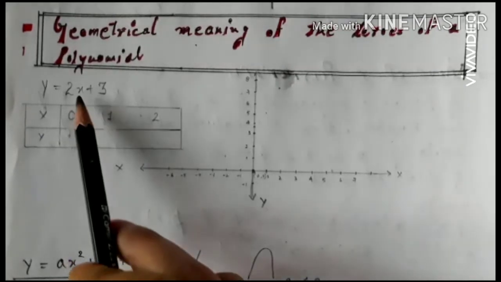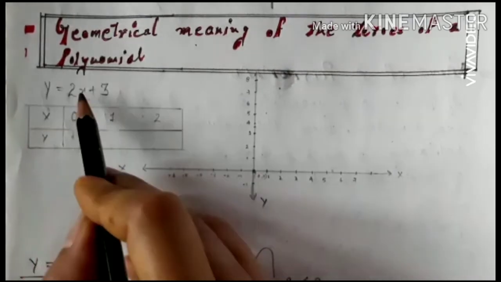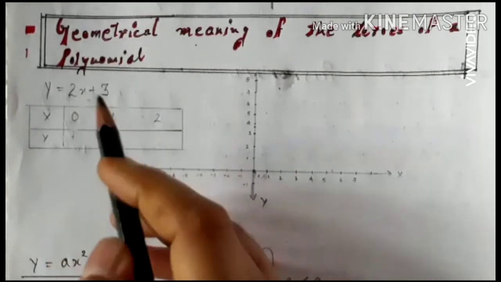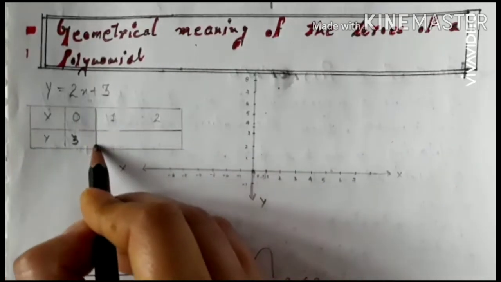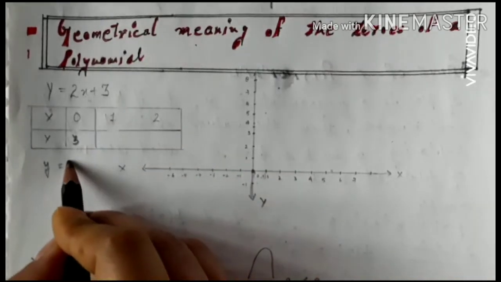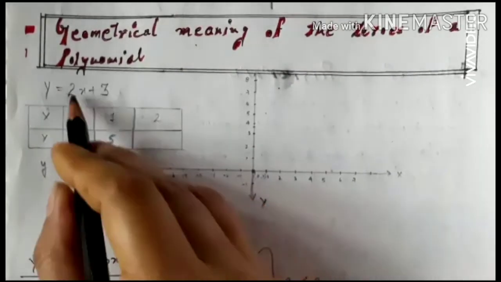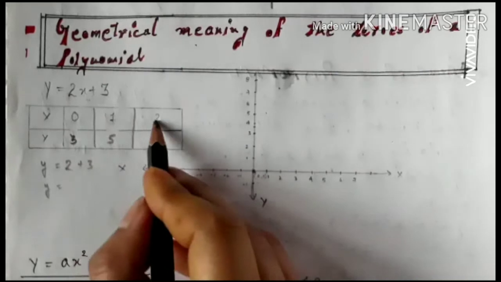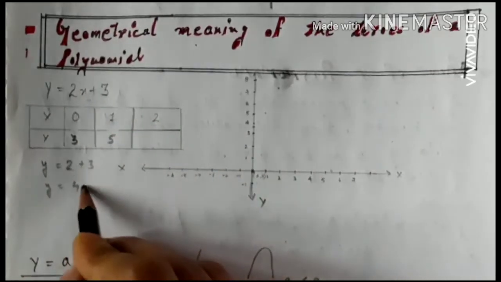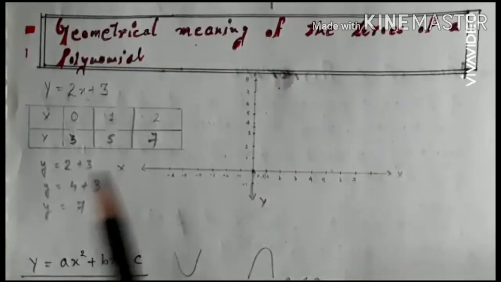Firstly, you will plot the graph for this. Suppose for x = 0, y will be 2 into 0, 0, plus 3, that means 3. For x = 1, y will be 2 into 1 is 2, plus 3, that means 5. And for x = 2, y becomes 2 into 2 is 4, plus 3, so the value becomes 7. Now plot the graph.